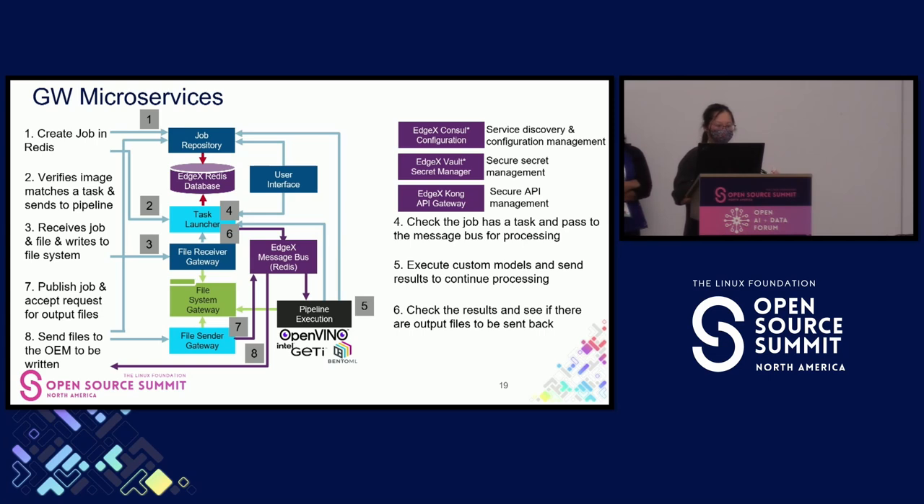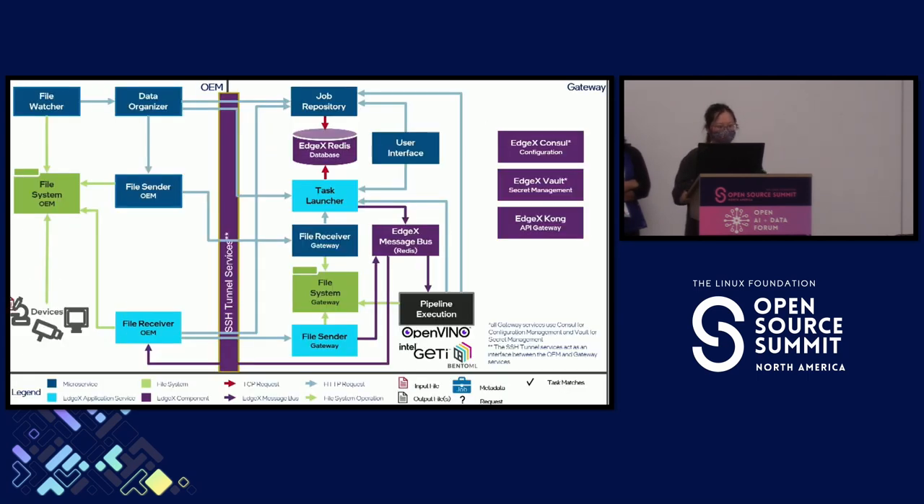The task launcher is going to then, number six, check the results and see if there are output files to be able to send them back to the OEM. If there are output files, it will send that information to number seven, which will publish the job on our file sender gateway and make a request to our OEM side to let it know that there are files that need to be pulled. Finally, those files, number eight, will get sent back to the OEM to be written to that local file system. So putting it all together, we have our little animation.